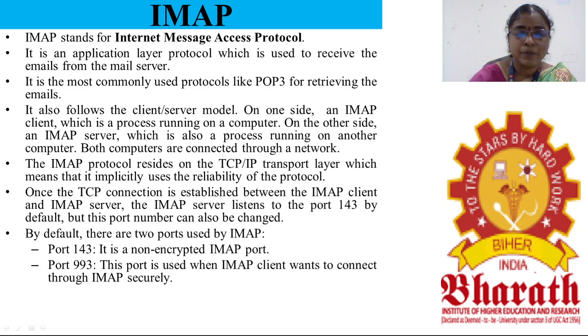Once the TCP connection is established between the IMAP client and IMAP server, the IMAP server listens on port number 143 by default. But the port number can also be changed. We use two different port numbers: the first is 143 and the second is 993. Port number 143 is a non-encrypted IMAP port, and 993 is an encrypted port. Suppose you need a secure transaction, at that time you can use port number 993.